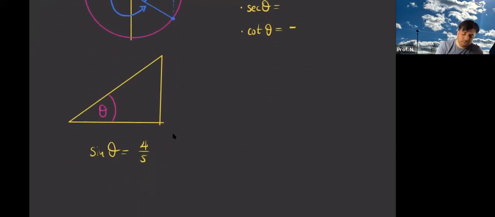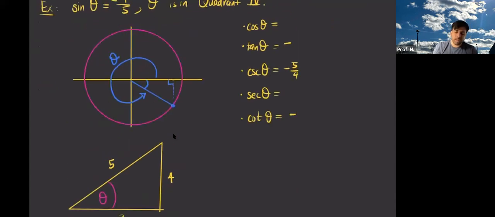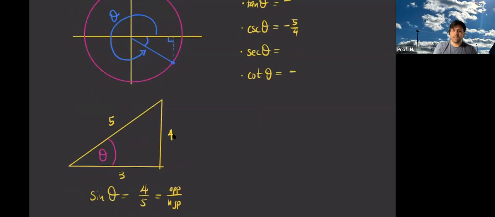If sine of theta is 4/5, then I would know the opposite side. I can create a triangle whose opposite side is 4, and the hypotenuse would have to be 5. But we already saw this triangle. It's 3, 4, 5 because it's the Pythagorean triple. So then what would be the cosine of this angle? Cosine would be adjacent over hypotenuse.